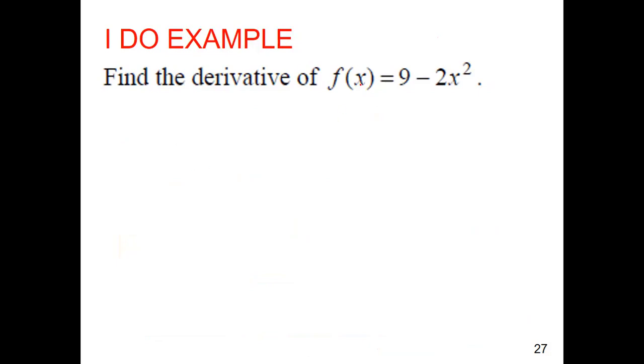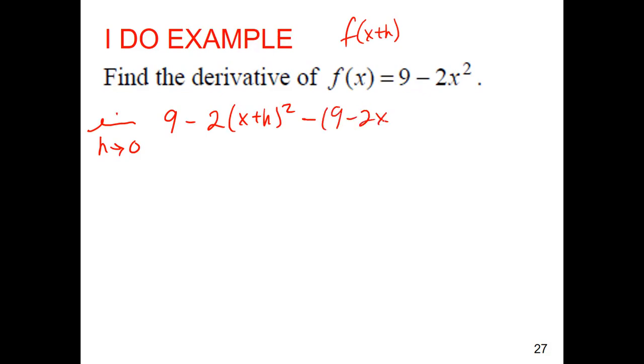If I want to find the derivative of this, I'm going to do the difference quotient, but I'm not substituting anything in for x. Does that make sense? So we have the limit as h goes to 0. And remember, you have to use f of x plus h. So I'm going to have 9 minus 2 times x plus h squared minus 9 minus 2x squared all over h.